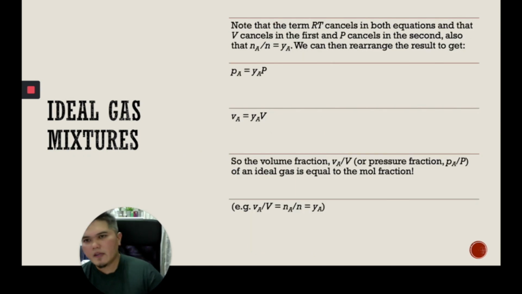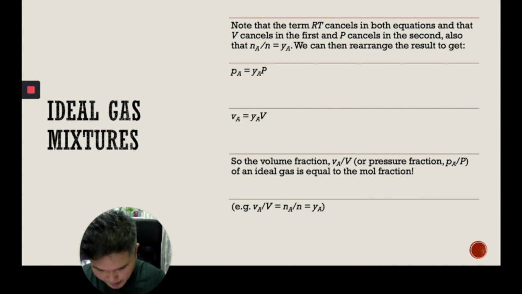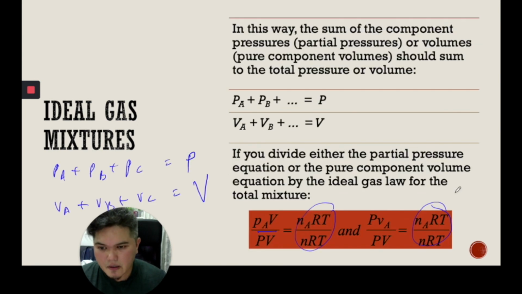So we note that the term RT cancels in both equations, and that V cancels in the first and P cancels in the second. Also, NA divided by N equals YA. If you look at the previous equation, we can cancel the RT here, and in the first term these cancel each other. So you have PA over P equals NA over N. And here you cancel P, and also RT and RT. You also get VA over V equals NA over N.